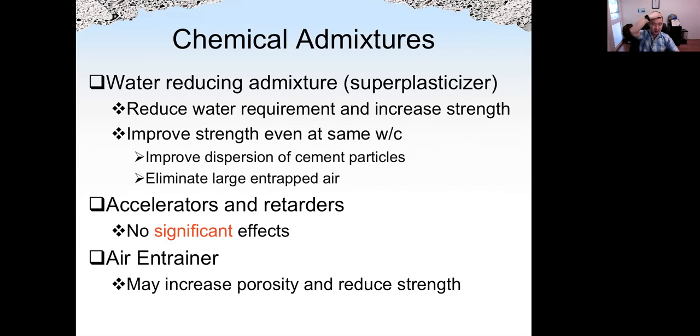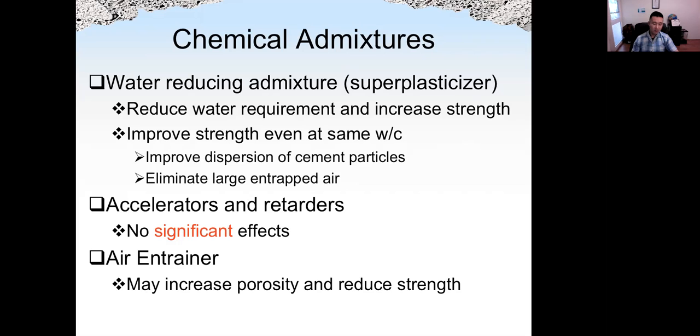Chemical admixtures. This is also old knowledge. Water reducing agent. When the water requirement is reduced, using a lower water to cement ratio, then the strength will be increased. But if we do not change the water cement ratio, the strength could still be somehow improved by better compaction, elimination of large entrapped air, and better dispersion of cement particles, up to around 25%.